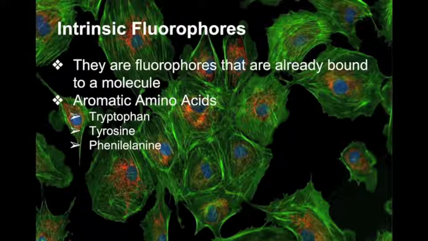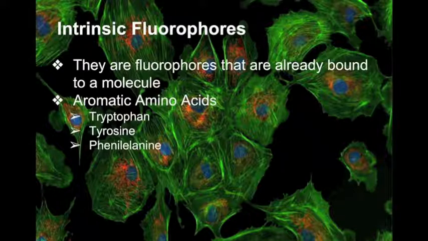Intrinsic fluorophores are fluorophores that are already bound to a molecule. These fluorophores consist of aromatic amino acids. The most popular aromatic amino acids are tryptophan, tyrosine, and phenylalanine. These amino acids are the main proteins responsible for absorption and fluorescence of proteins in the UV. Out of the three, tryptophan is the most sensitive to the local environment.